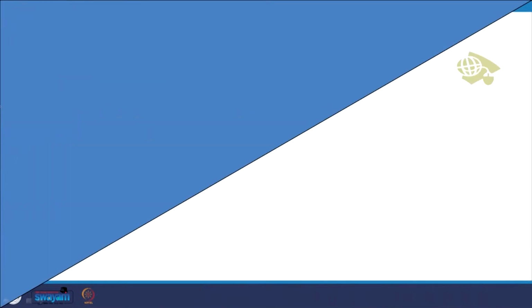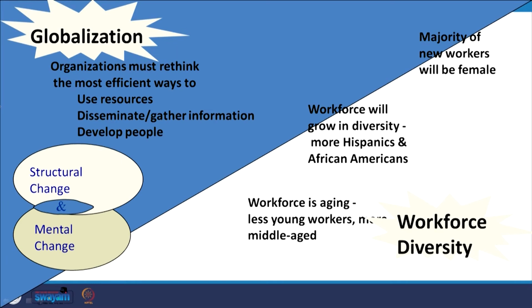Competition, social trends, world politics, war and so on. World politics has also influenced the organization. So, overall, external forces are globalization, workforce diversity, ethical behavior, and changing technology. And so, with globalization, organizations must rethink the most efficient way to use resources, disseminate and gather information, and develop people. There is a structural change. Also, there is structural and mental transformation.